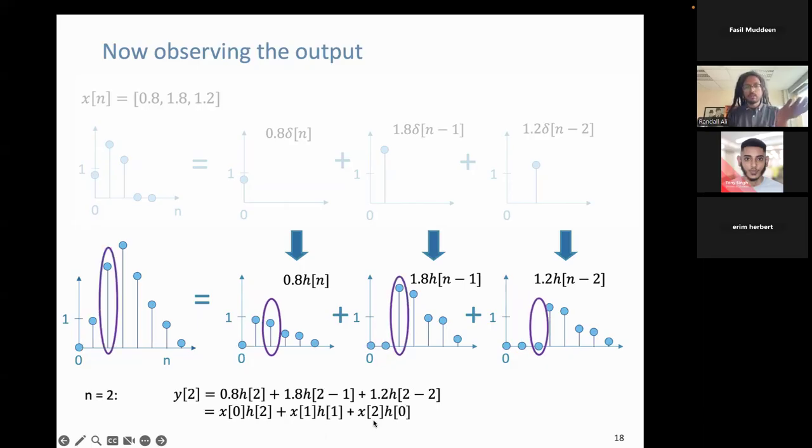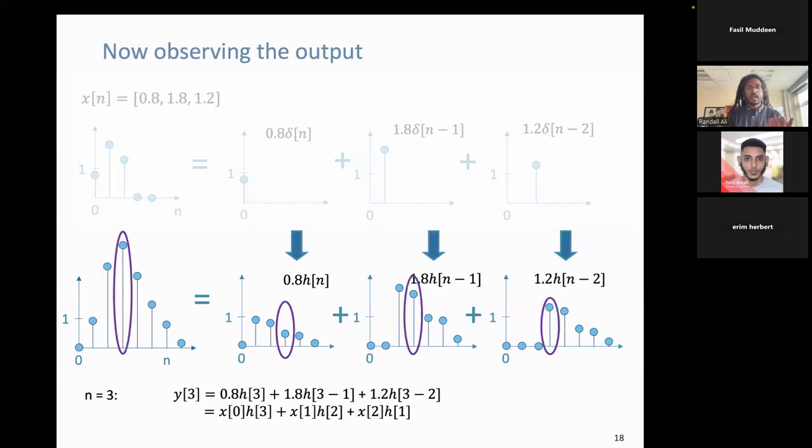I continue going again for y of 2, and I do the summation, and you see this pattern occurring here, the same pattern. x0, x1, and x2 are the same, but the values of h are changing. And h is my impulse response. Remember, I have that information already. And you could keep going, and you will see the pattern develop.